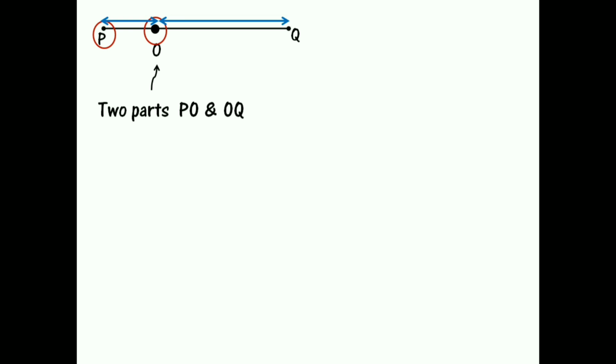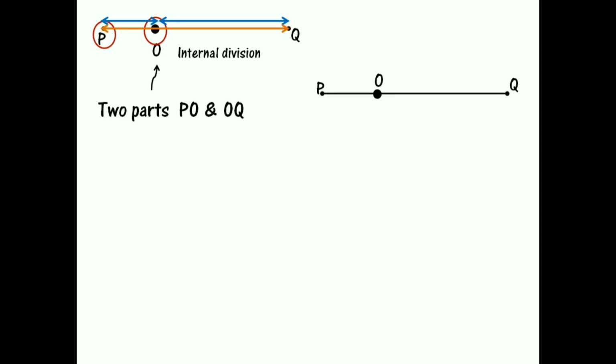Consider the line segment PQ and a point O somewhere in between the endpoints. Here, point O is slightly closer to P, but it does not matter where it lies on the segment. A point will always divide a segment into 2 parts. In this case, the point O divides the segment PQ into 2 parts, PO and OQ. This is called internal division of a line segment. The point O divides the segment PQ internally into 2 parts.